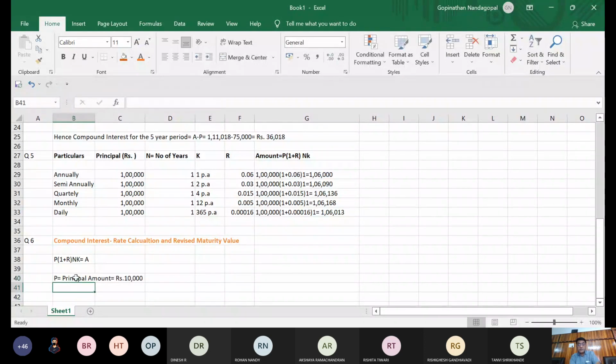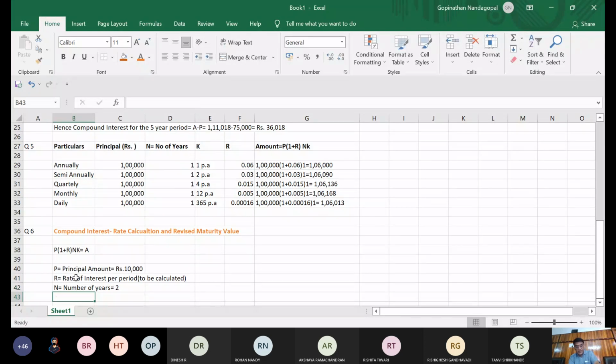R is equal to rate of interest per period. That is to be calculated because we are supposed to calculate the rate. Okay, the next one, N. N is equal to number of years. Number of years. That is equal to 2. K is equal to number of times.